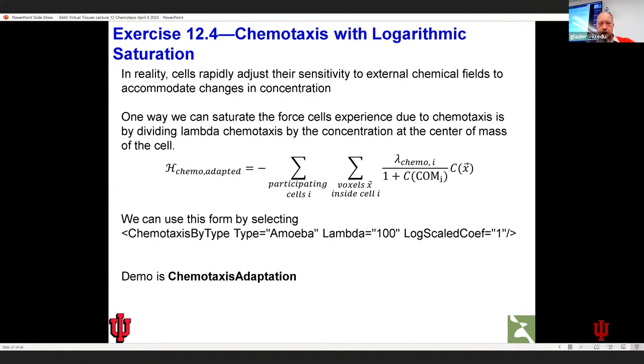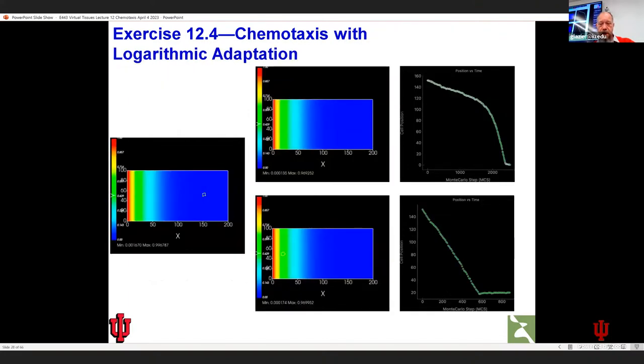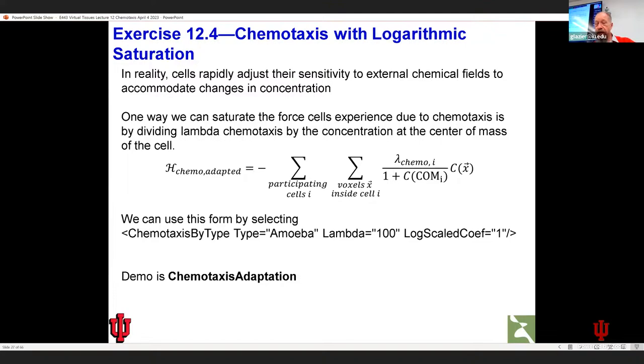And so what I'd like you to do is take the example that I've given you and just change that one line where you have chemotaxis, add the words log scale coefficient equals. I would try something like, our ranges are between 0 and 10, make it 0.1 instead of 1, which is what I suggested here. Then run it and tell me what happens to the velocity as a function of position. And if you want to challenge things, move your initial position of your cell all the way to the right-hand side of the simulation. Don't have it touch the edge, though. Almost to the right-hand side.